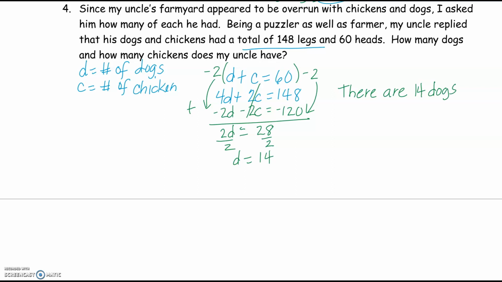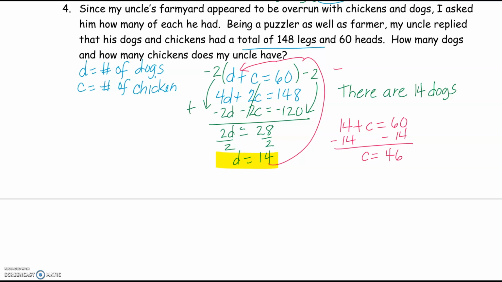So now you can take and insert your dogs into either equation. I'll just go over here. So I get 14 plus the chickens equals 60. You can do this mentally if you want and get C equals 46. So there are 46 chickens and 14 dogs.